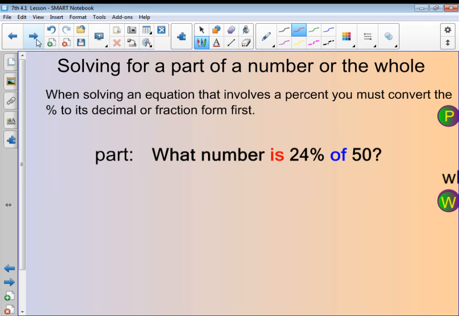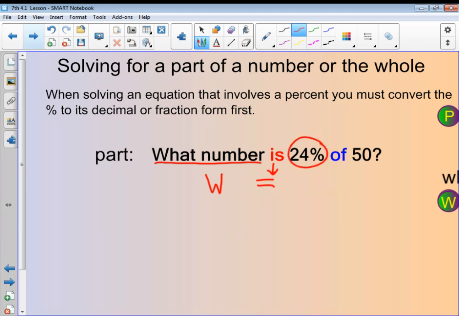And we're being realistic. If I wanted to do this in the real world, I would pull my calculator out and use it, unless it was a really easy percentage to calculate in my head. So here I've got what number. Wherever I see the word what, whether it's what number, what percent, what fraction, that's telling me that's the part that I don't know. The part that we don't know in math is the variable, so I'm going to put a letter. I'm going to just use W. In math, we said is means equals.